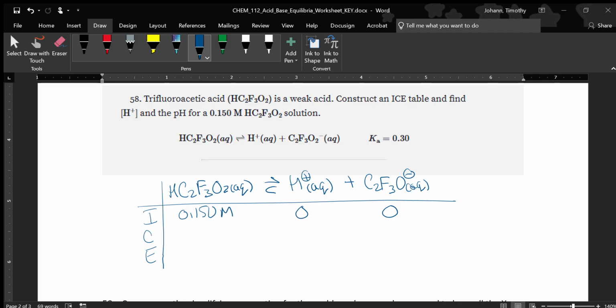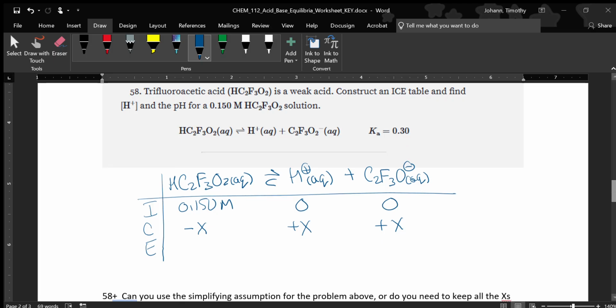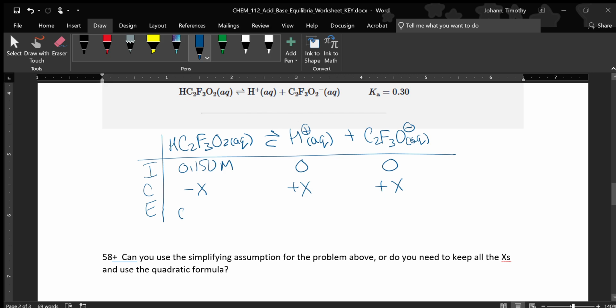And then that reacts, and it has to go to the right because there are zeros over there. And so we're going to get a change where some of it goes away, and for every trifluoroacetic acid that goes away, we're going to get 1 H plus and 1 trifluoroacetate, is what this would be called. And then our final concentrations are going to be 0.150 molar minus X, plus X, and plus X.